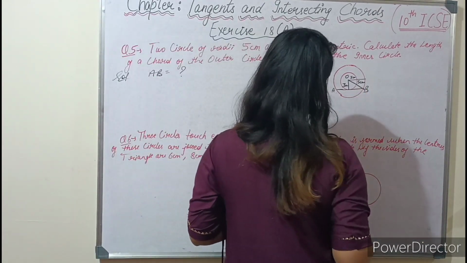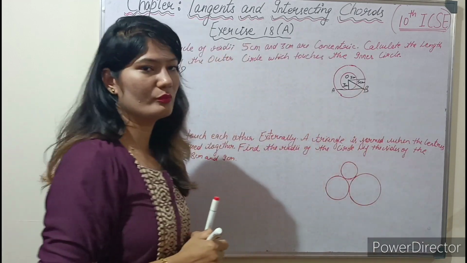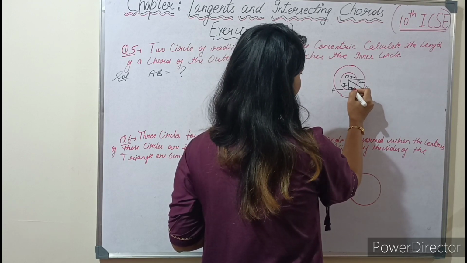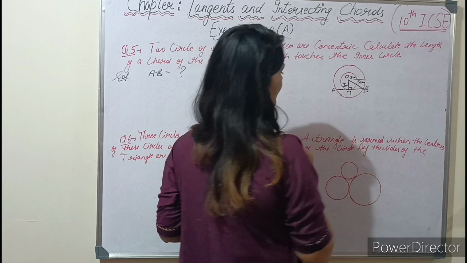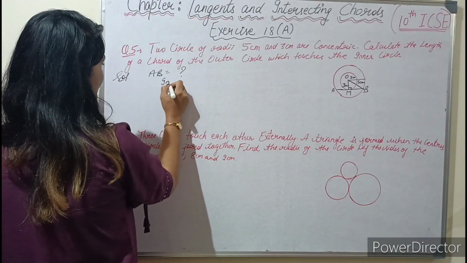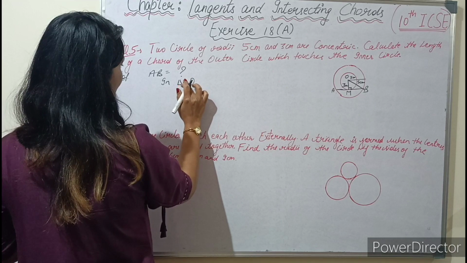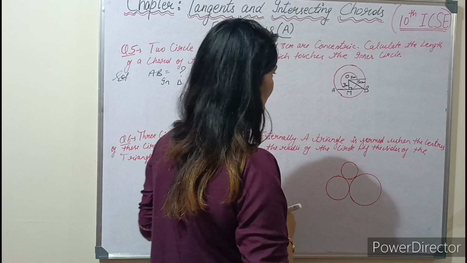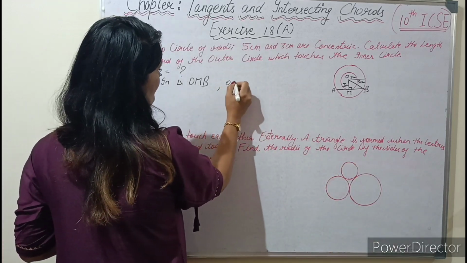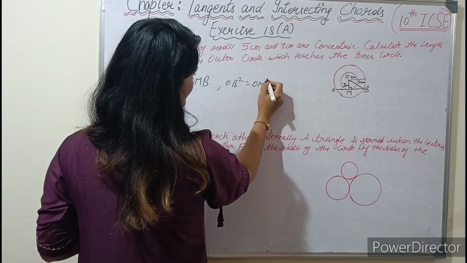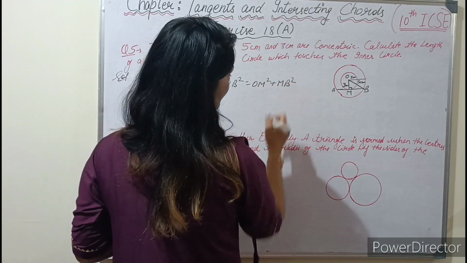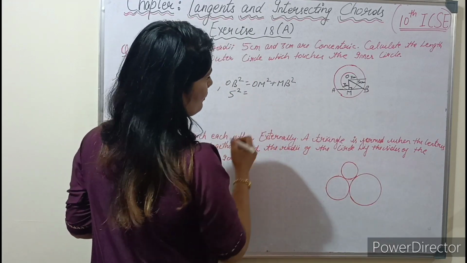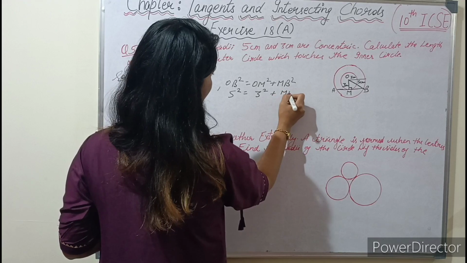This is 5 cm. So again from theorem 1, we can state that radius and tangents are perpendicular. So this angle is right angle. So in triangle OMB, again apply the Pythagoras property, that is OB square is equals to OM square plus MB square. Now the value of OB is 5 cm, this is 5 square, OM is 3 square plus MB square.